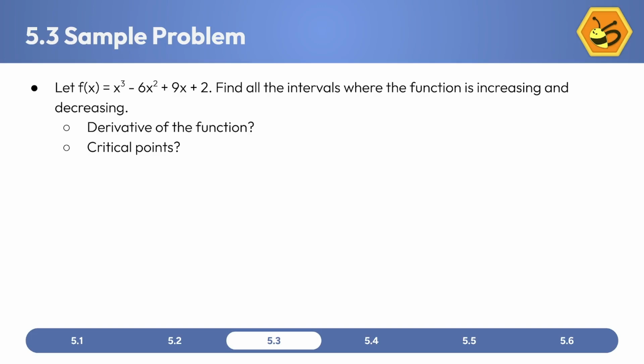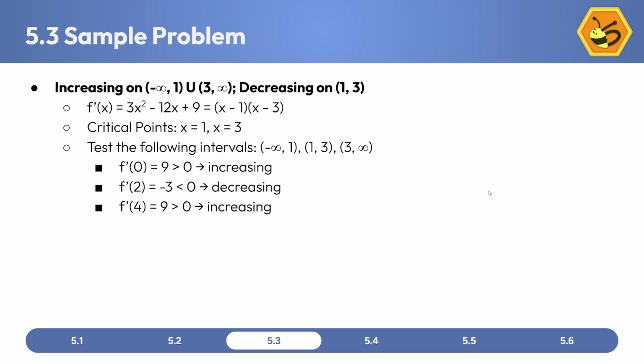Okay, I think Viper agrees: 1 to 3 is decreasing. At least some of us have solved the problem. Okay, so here's the solution. I think all of you are correct. So congratulations, it's increasing on negative infinity to 1, then 3 to infinity, and decreasing on 1 to 3.